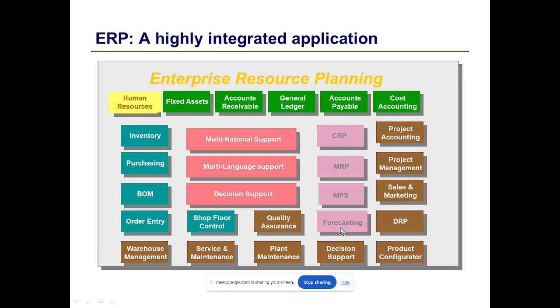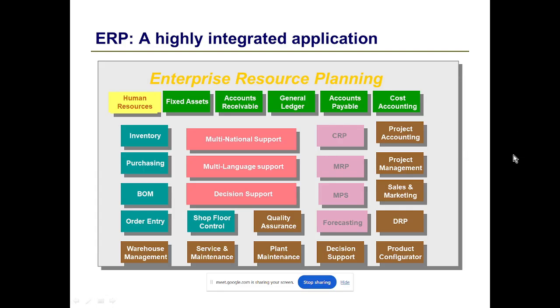We can manufacture the product. Then go to project accounting. The PS module comes here: project accounting, project management, and all. SD is sales and distribution. DRP is also there with some full form. DRP, WM for warehouse. Service and maintenance, I told you. CS stands for customer service. PM is plant maintenance, decision support systems, DSS, and the product config. So all these areas combined are the ERP concept, enterprise resource planning.